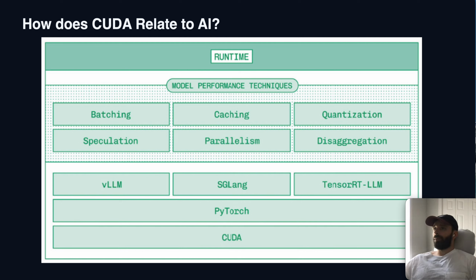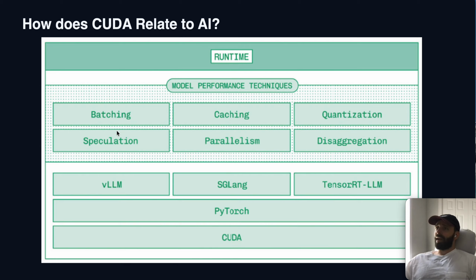Today's video is going to be about CUDA, which is a framework that NVIDIA developed to let you program their GPUs. So how does CUDA relate to AI? Before we get into CUDA, I want to make something clear. Most people building AI applications do not need to write CUDA code.